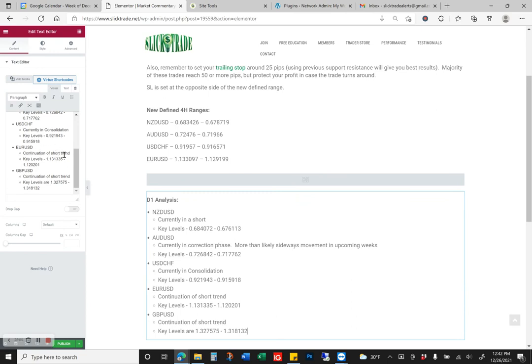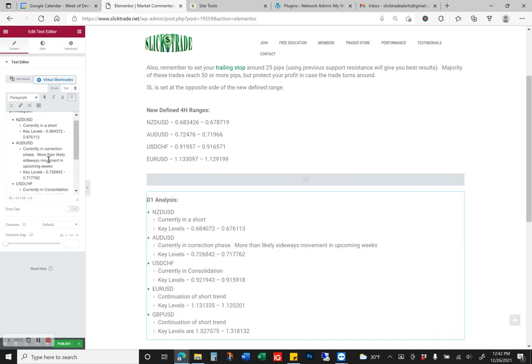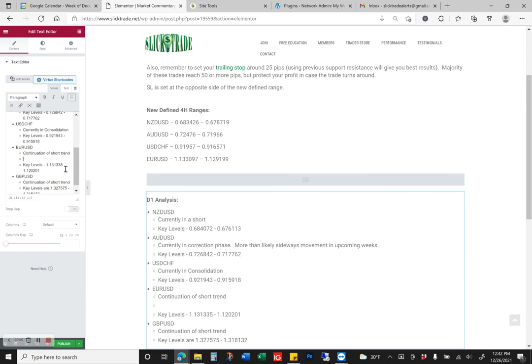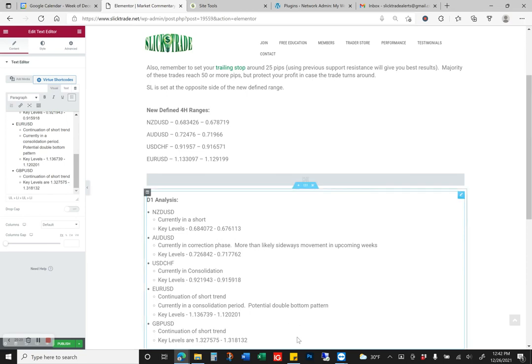Euro, so we are in continuation of the short trend, however currently in a consolidation period. Like I said, potential double bottom pattern. If you do not know what a double bottom pattern is, please go to slicktrade.net and check out our pattern.